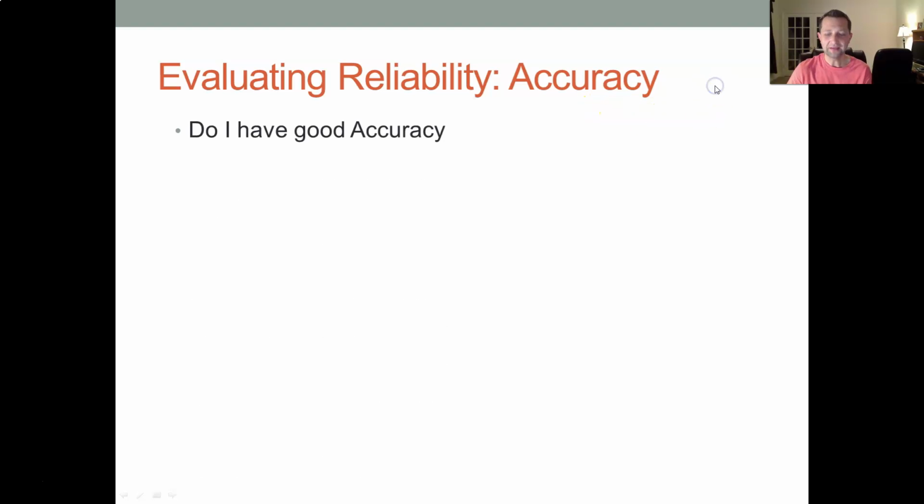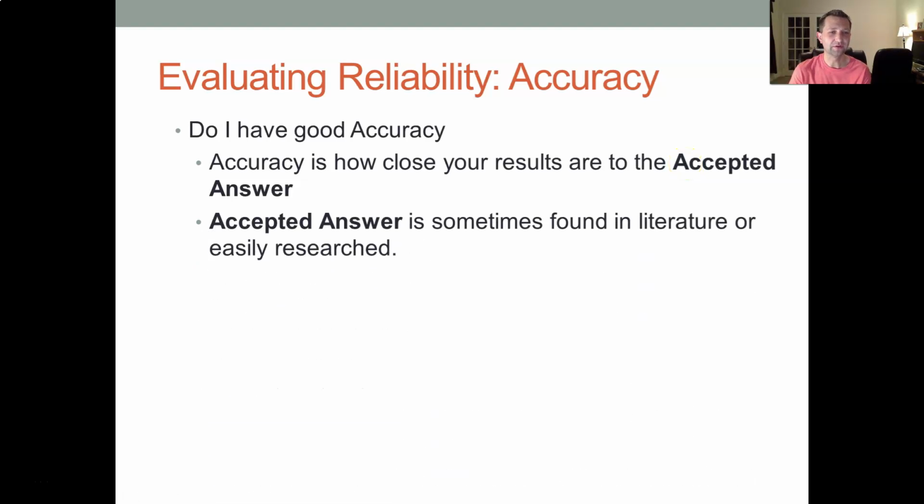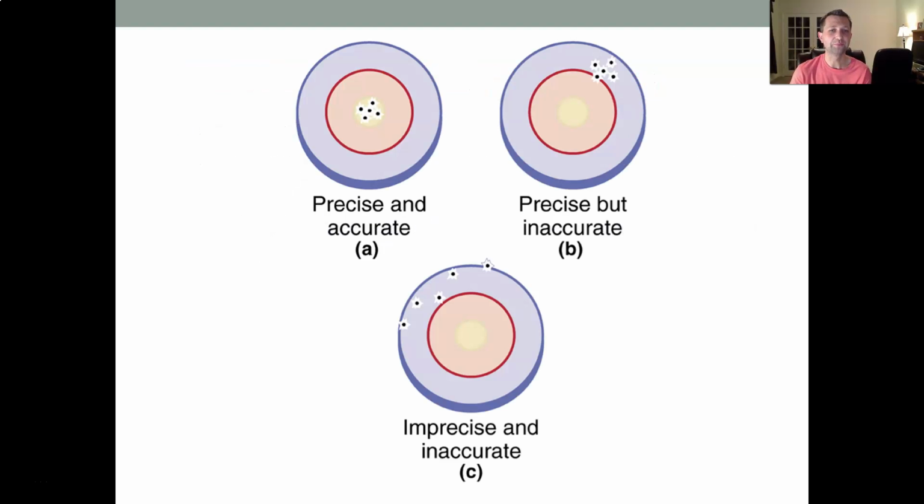Okay. The last thing we're going to do here is determine accuracy. So, do you have good accuracy? Accuracy is how close your results are to the accepted answer. We've measured accuracy before in some previous labs. So here's our formal lesson on that, if you want to call it that. Your accepted answer is sometimes found in literature or easily researched. So you can find the accepted answer pretty easily if something has one. For the previous slide, the density of lithium, you could find that by just Googling it or looking it up.